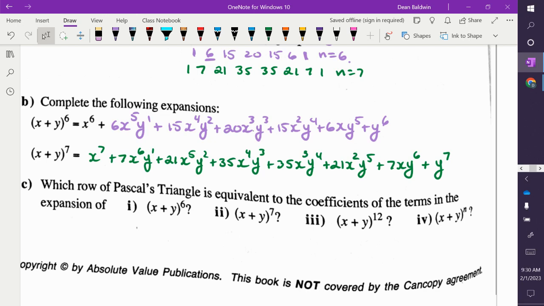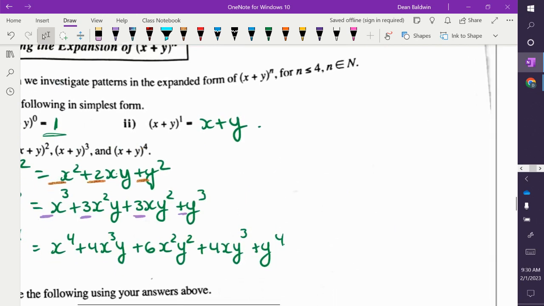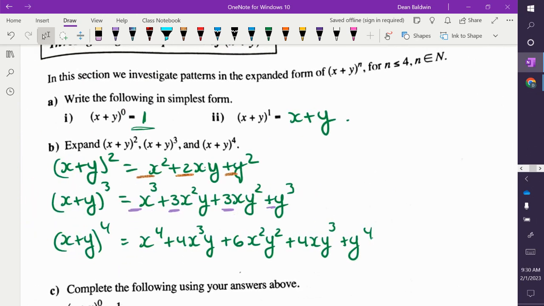A couple things. How many terms are there in x plus y to the 6? You expand it. 7. How many terms are in x plus y to the 7? 8. It's always n plus 1. Right? So if you go back to the previous pages, you read n is 0, you have 1 term. N is 1, you have 2 terms. N is 2, you have 3 terms. It's always n plus 1. Okay?